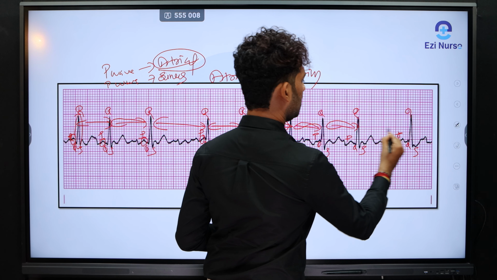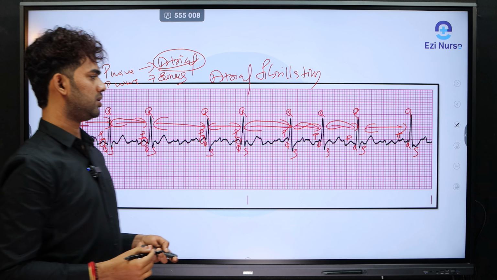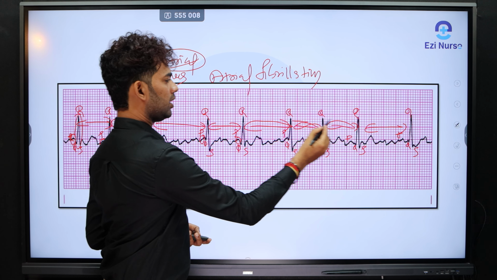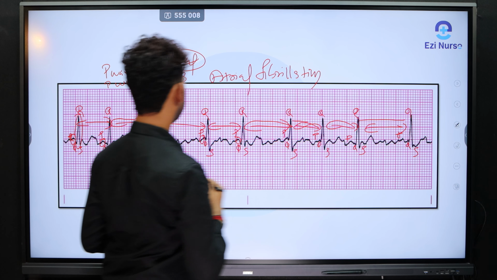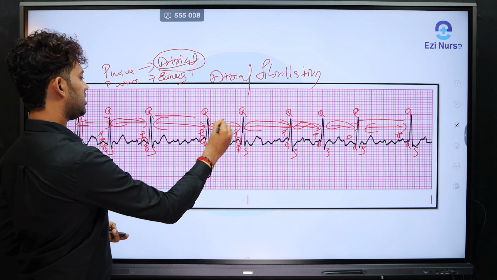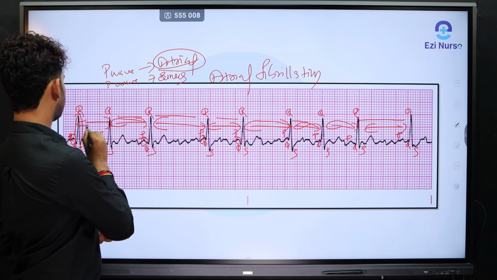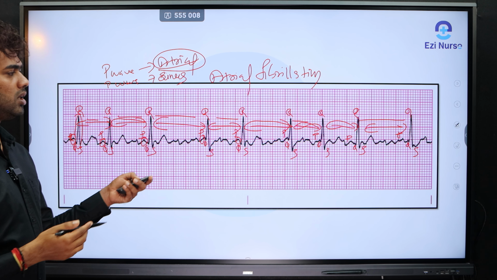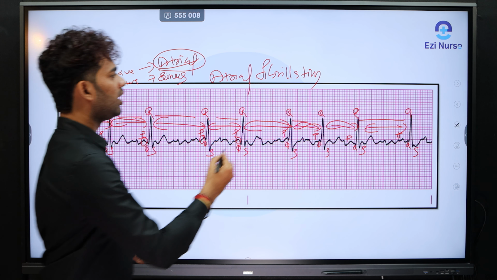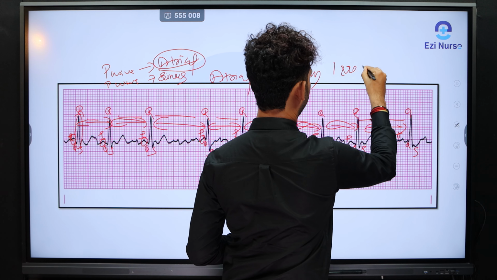Look at the space between the RR intervals. This one is very short, this one is a little longer, this one is lengthy, and this one is short, and this is also short, this is also short. See the RR interval. So the irregular RR interval will be here.